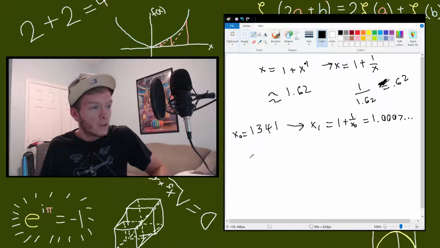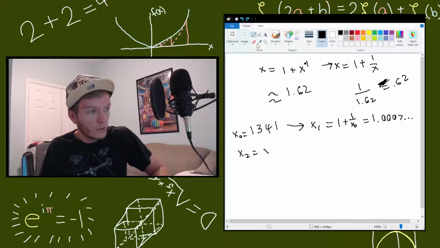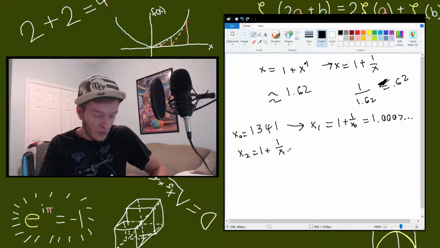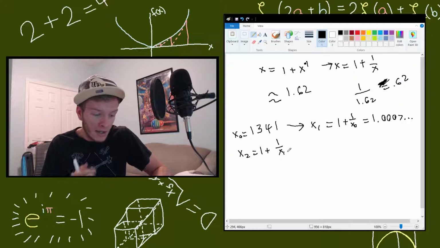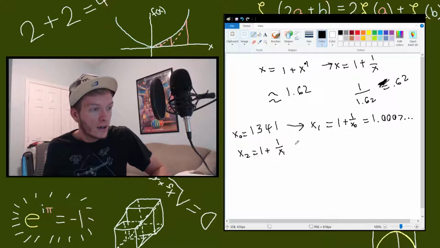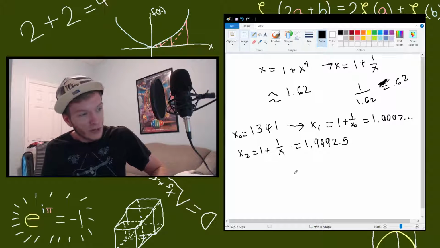So that's going to be our x1. Then we're going to say x2 is equal to 1 plus 1 over x1. So we'll plug that in. We're going to go 1 plus our 1.0007 and some change to the negative 1, and we get an answer of 1.9992. I didn't want to round because that would require erasing.